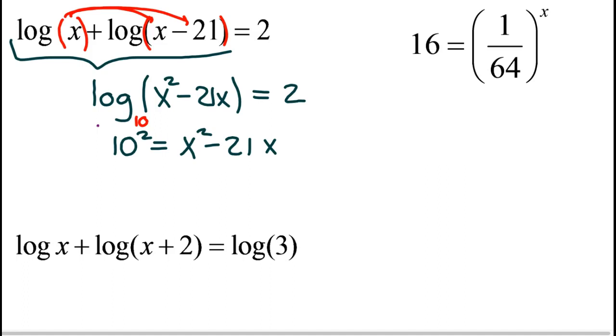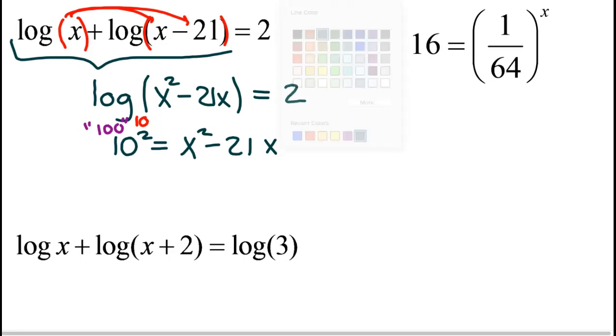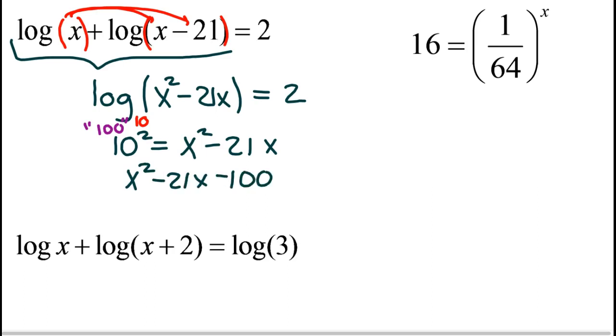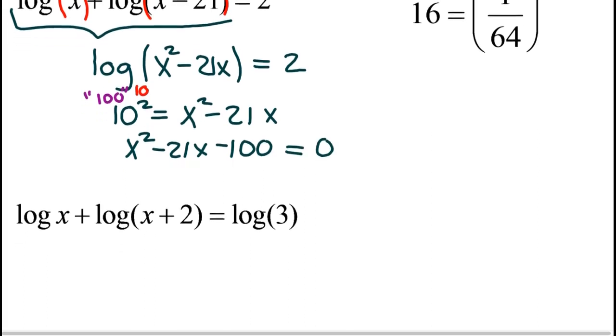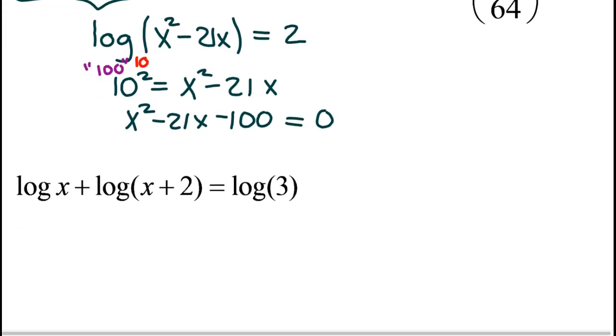10 squared, I know what that is. That's 100. So how do we solve a quadratic equation? Well, set it equal to 0 if it has three terms, like a trinomial. If it has x squared, x, and a constant term, we have to set it up and see if it factors. So set it equal to 0. So we'll have x squared minus 21x minus 100 equals 0. Hopefully it factors. If it doesn't factor, we'll have to use our quadratic formula. But this one factors because factoring is the best.